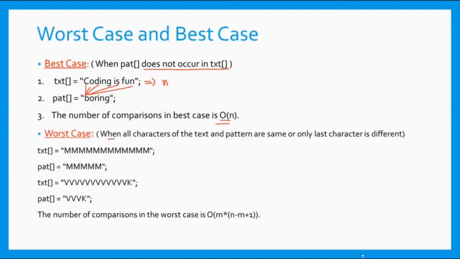The worst case is when the characters of the text and pattern are the same, or only the last character is different. Here the pattern occurs in the text multiple times consecutively and we check those repeating characters again. We make m comparisons for n minus m plus 1 times. So we get our time complexity as O(m times (n minus m plus 1)).